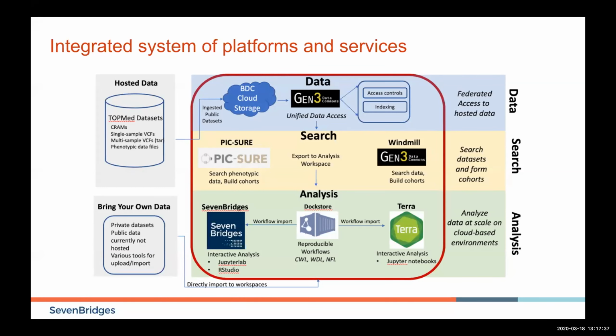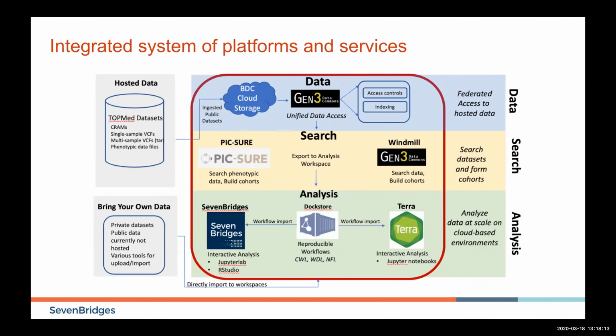So in the data layer, the NHLBI is hosting the TOPMed data in a cloud bucket for all of BioData Catalyst. So all the platforms and services in BioData Catalyst let users access this one copy of the data. And then UChicago is operating their auth service for dealing with user permissions on the data. And then in the search layer, Picture API, which we heard from yesterday, and the UChicago Windmill service let users query the phenotype data of the TOPMed studies, and then eventually the additional hosted studies on the system.